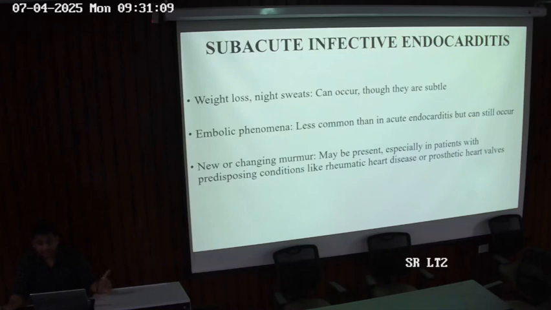Embolic phenomena are the same as in acute infective endocarditis, like stroke and pulmonary embolism, but less common in subacute, more common in acute. A new or changing murmur is present like in acute infective endocarditis, especially in patients with predisposing conditions like rheumatic heart disease, and patients who have MR or AR or a prosthetic valve. These have a murmur, but along with this, an additional murmur is there, that is a new murmur, and that new murmur is a changing murmur, not a constant murmur.